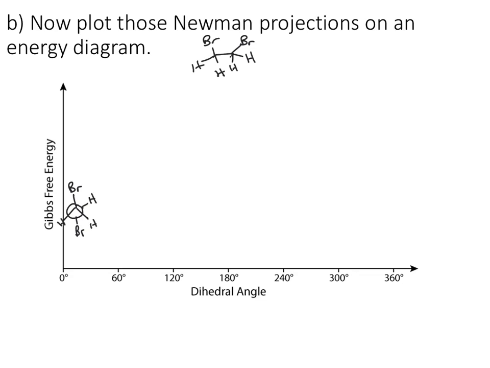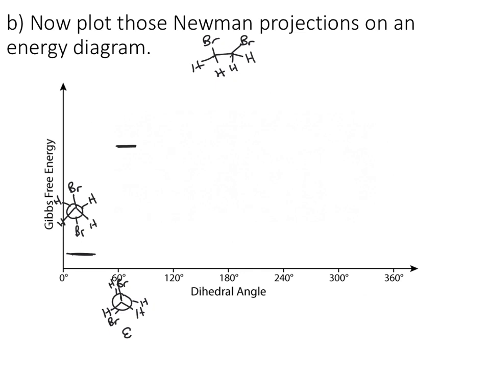So this would be the anti projection. And so that's going to be the lowest energy conformer. Then if I rotate 60 degrees, I'm keeping the front carbon the same. Then my bromine goes over here, and my H is moved there. So now I have an eclipsed, so that's going to be higher in energy. So let's put that up here.